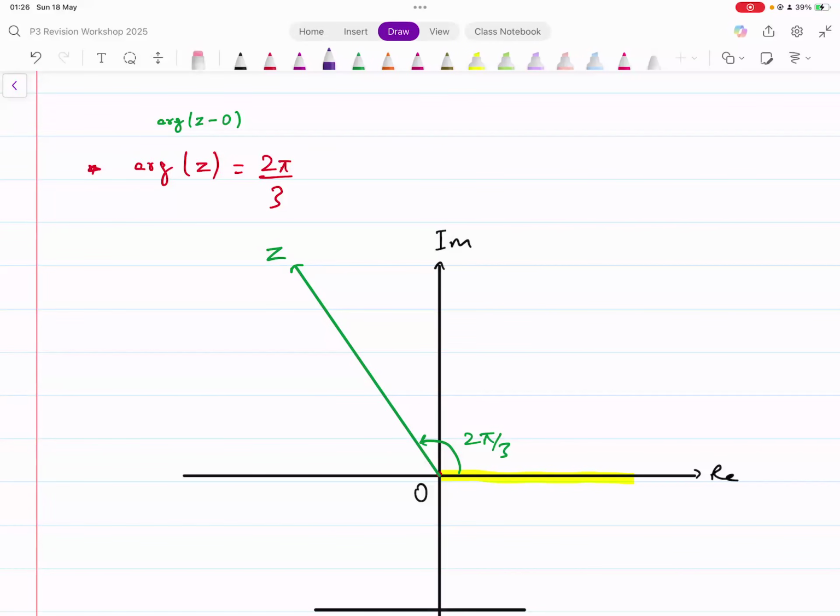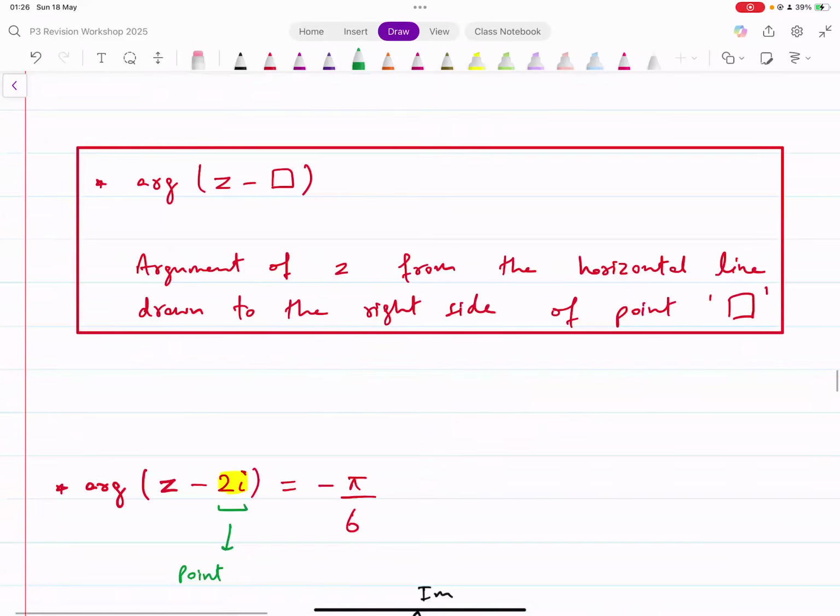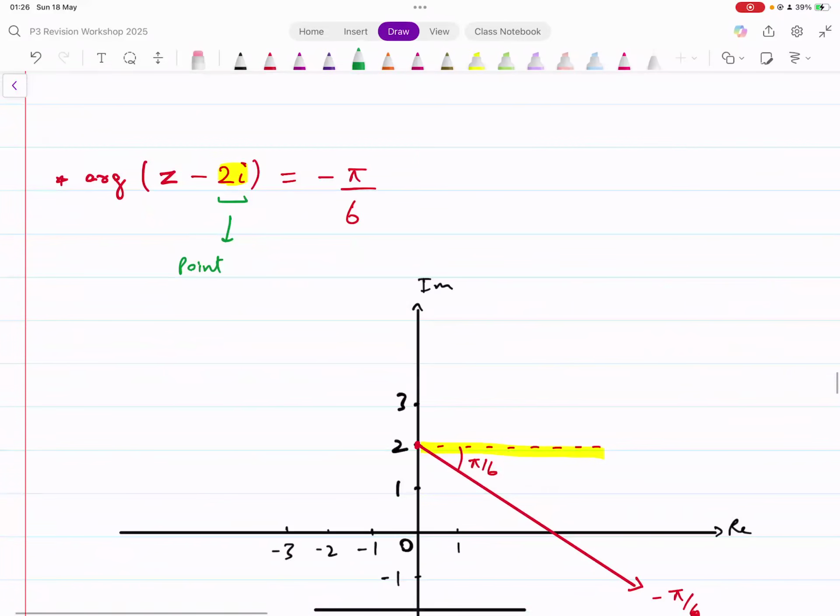Now, this is 2 pi over 3. So from that line, you measure 2 pi over 3, and you draw a line like this. That is going to be the locus of this point, right? From the origin, you have a line in this direction. But here as well, you could have z minus something, z plus something.